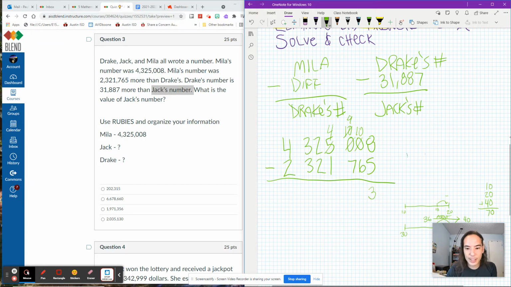All right, so 10 tens minus 6 tens equals 4. 9 hundreds minus 7 hundreds equals 2. 4 thousands minus 1 thousands equals 3. 2 10,000s minus 2 10,000s equals 0 10,000s. 3 300,000s minus 3 300,000s equals 0. And then finally, 4 million minus 2 million is 2 millions. All right, so I think we found Drake's number. All right, so Drake's number is 2,003,243.